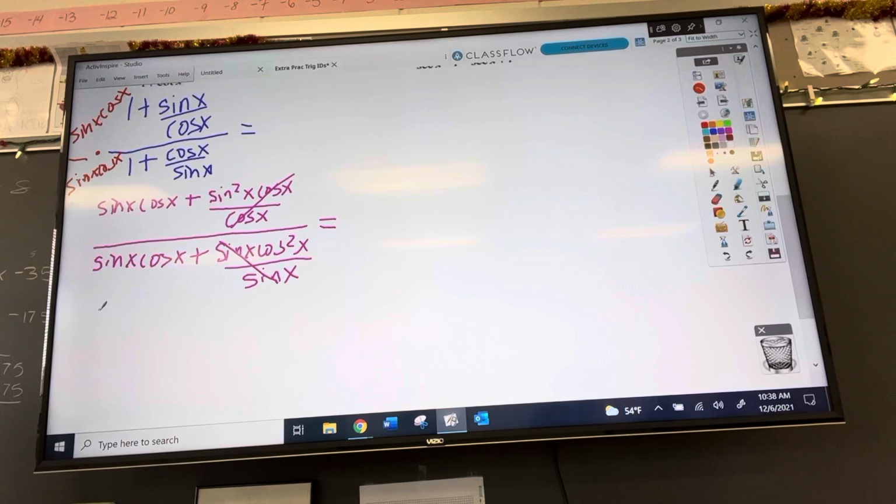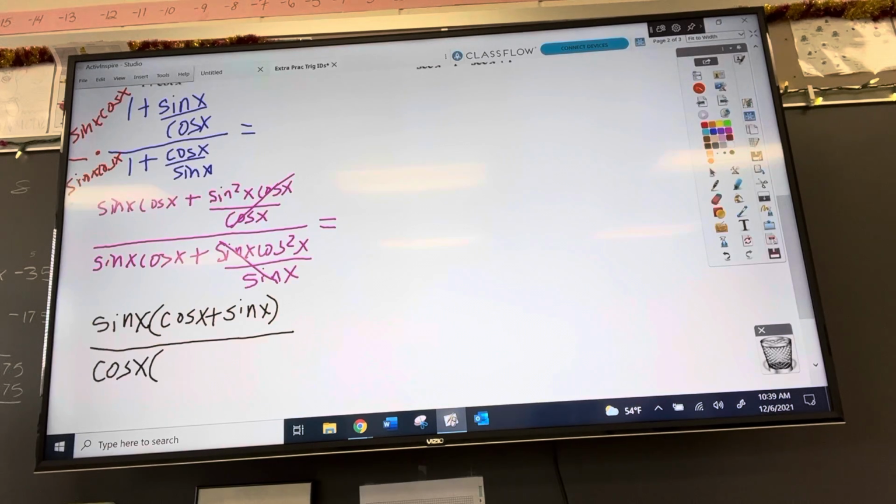So the numerator will have the sine of x times, let's see what's left, cosine plus sine. And then the denominator will have cosine of x, and we've got a sine left, plus cosine.